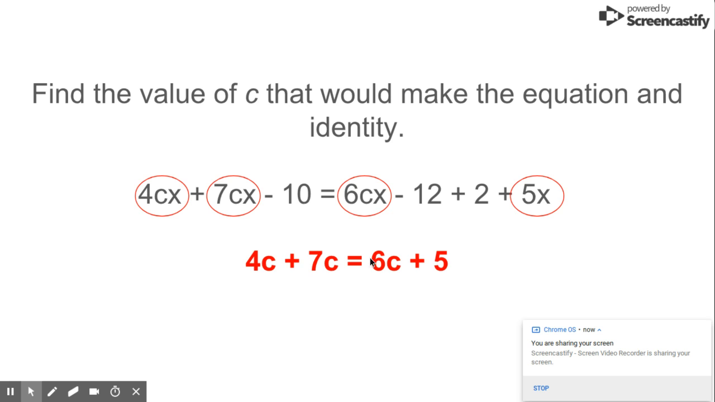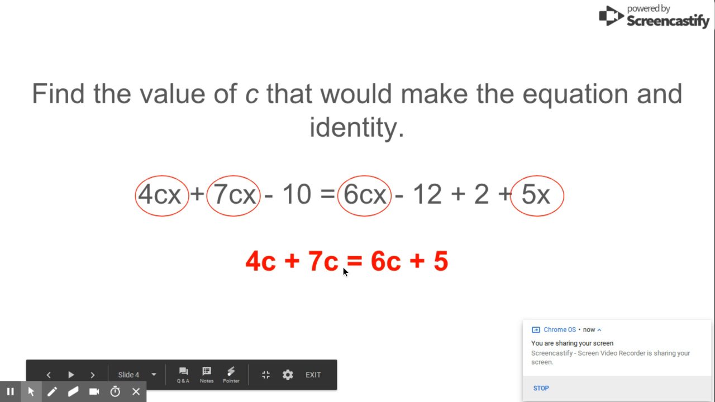So if I'm comparing them, I'm going to ignore the x for a minute. I want them to be the same on both sides. So I want whatever 4c plus 7c is to be the same as 6c plus 5. When I add the coefficients together, I want them to be the same on both sides.